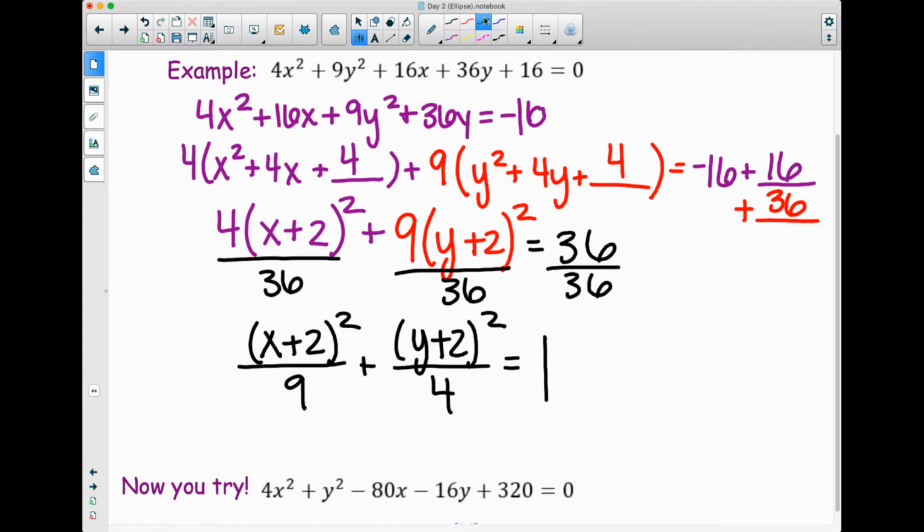So, you're just gonna take your B, divide it by 2 and square it. So in this case, I would take 4 and divide it by 2.